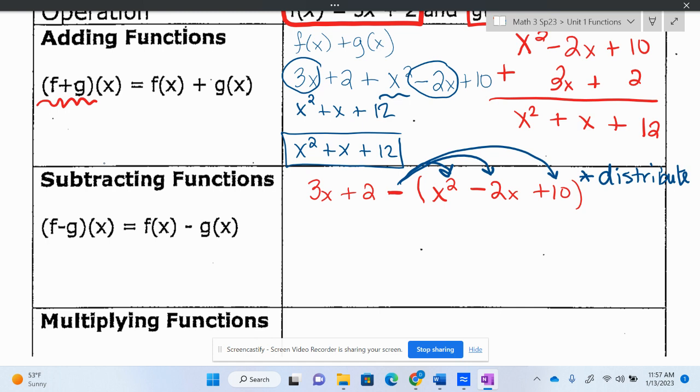So the 3x plus 2 doesn't change, but I have to take that negative and multiply it by every single term inside of the parenthesis. So negative times x squared is now negative x squared. Negative times negative 2x is now a positive 2x. And negative times 10 is negative 10. And then I'm going to do that whole combine like terms again. I'm just going to write a little note that says CLT.